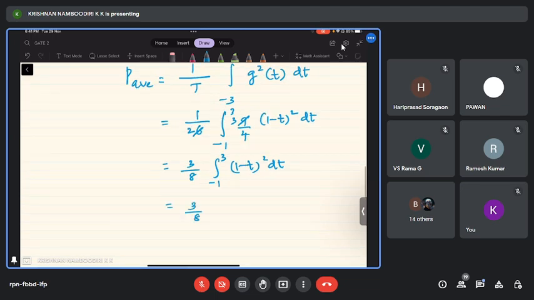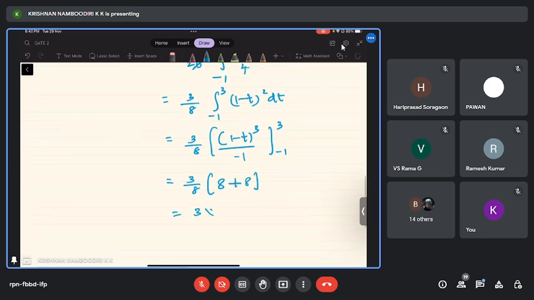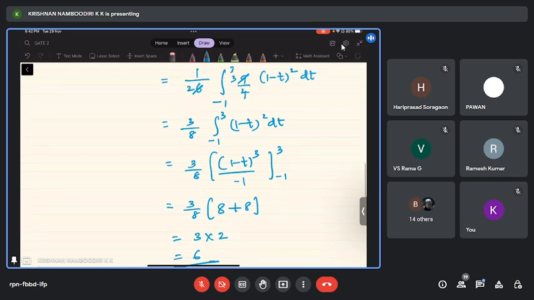This is equal to 3 by 8 into 1 minus t whole cube divided by minus 1, the integral of 1 minus t whole square, integrating from minus 1 to plus 3. Now plug in. First substitute the upper limit: 1 minus 3 is minus 2. Minus 2 cube is minus 8, divided by minus 1 is 8. Now substitute minus 1: 1 minus minus 1 is 2, 2 cube is 8, divided by minus 1 is minus 8. So 8 minus minus 8 is 8 plus 8. So this equals 3 into 16 divided by 8, which is 6. So the average power of the signal is 6.